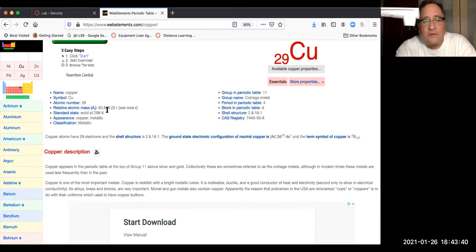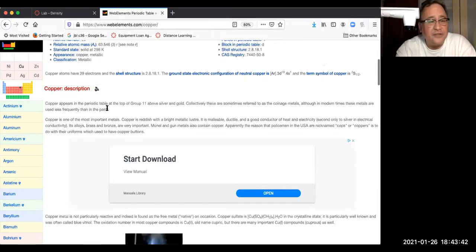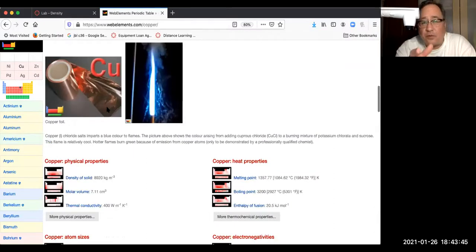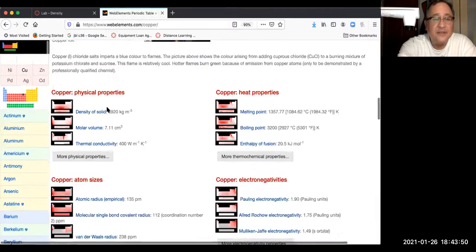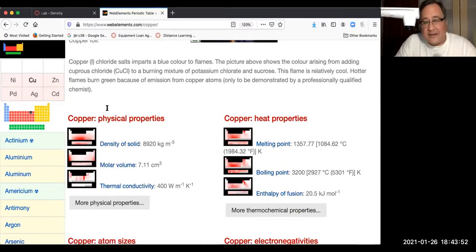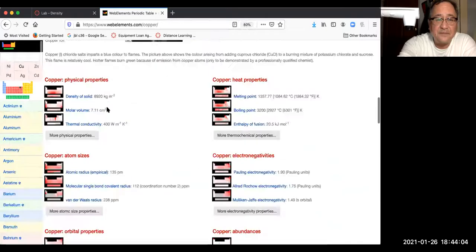So if we scroll down, can you see we have physical properties here? I'm going to zoom in on this. So I'm going to write that down, that the density of copper is 8920 kilograms meters to the -3. I'm going to zoom back out. And we're getting the volume in centimeters cubed or milliliters. And we're getting the mass in grams, not kilograms.